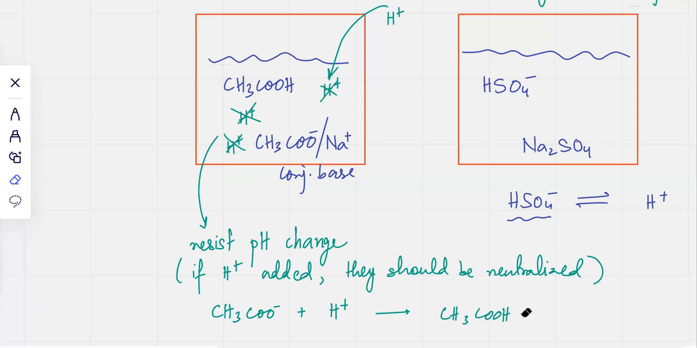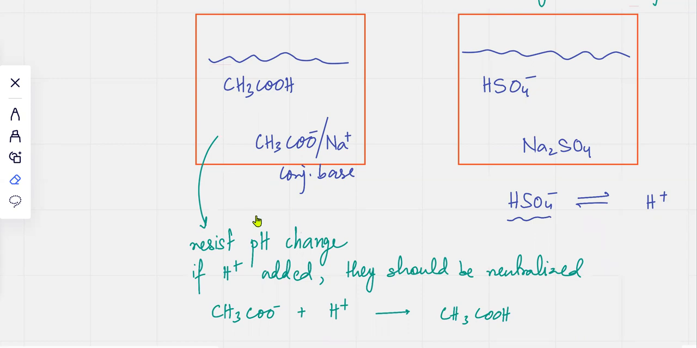Similarly, the opposite. Is this clear? Is all of this clear? Yes, sir. Anyway, so all the H plus 1 ions have been neutralized now.